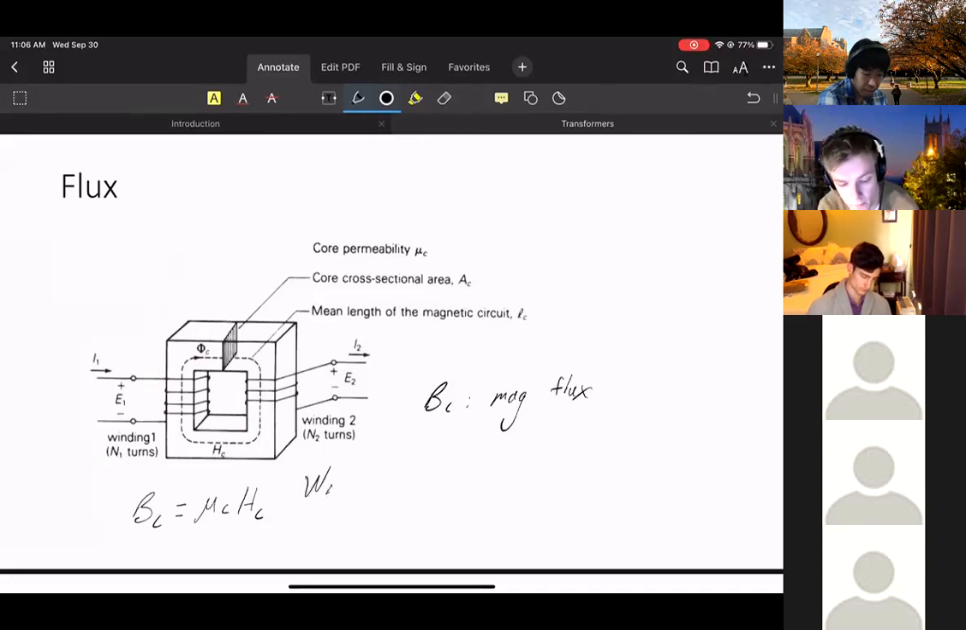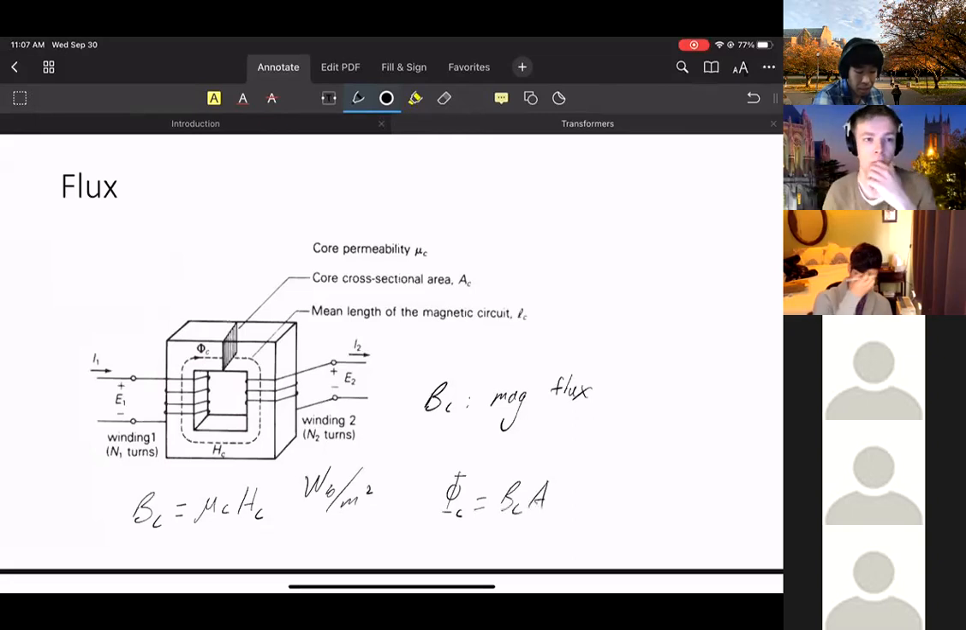So this has a unit of Weber per meter squared. Basically, if I look at a cross-sectional area, how much magnetic flux am I seeing? Then we multiply this by the cross-sectional area, AC, to get an absolute number, to go away from per meter squared. We're going to just look at the Weber. That's how much net field I have in the flux.